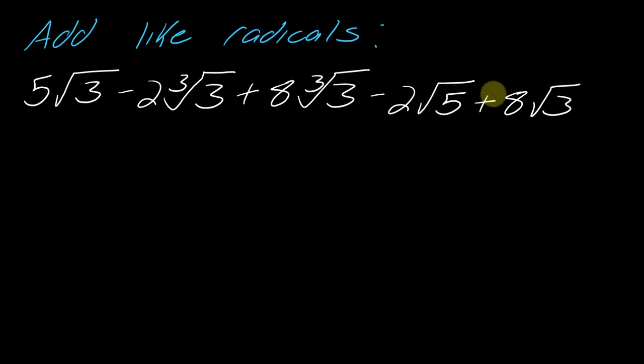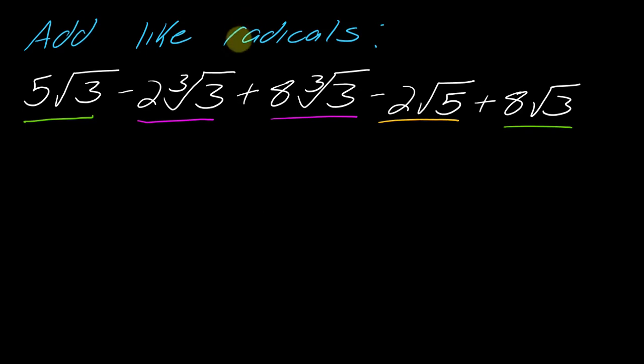And I just have numbers in front of all of these. So the like radicals in this case, so anything with the square root of 3, that will be a like radical. So I've got this one and this one down here. And then I've got the cube root of 3, so that would be this one and this one. And then this one just kind of stands out on its own.